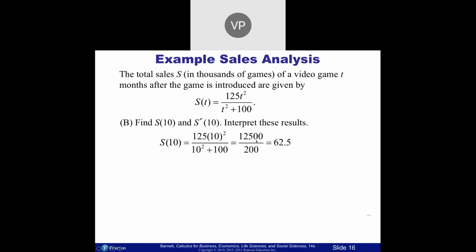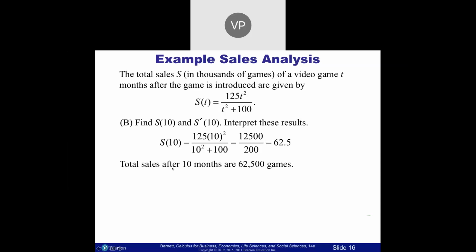We get 12,500 over 200. That comes out to 62.5. And remember, when you plug a value into the original formula, you're getting the y coordinate. You're getting the y value. This means when t is 10, which is 10 months later, it will have total sales of 62,500. Remember, S is in thousands of games. That's what S is right here.